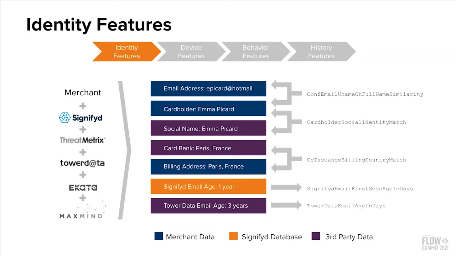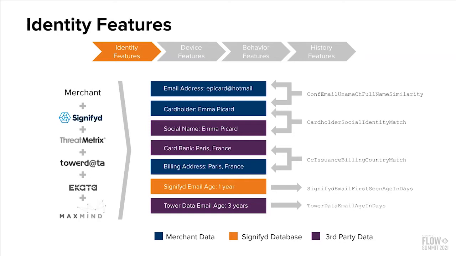And now we are looking for the reputation of these online elements. How long has it been since Signifyd first saw this email? How long has it been since the email was ever created? And also, we are looking for consistencies and inconsistencies among the different attributes that we are seeing. In this case, the email address is ePicard and the name is Emma Picard. And we are saying, oh, there is a pretty good match between the email name and the cardholder name.